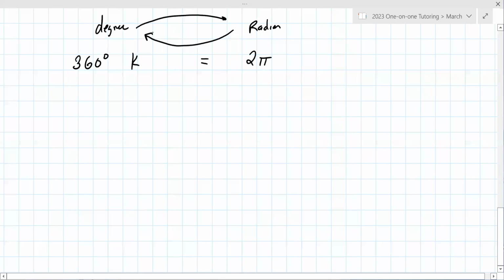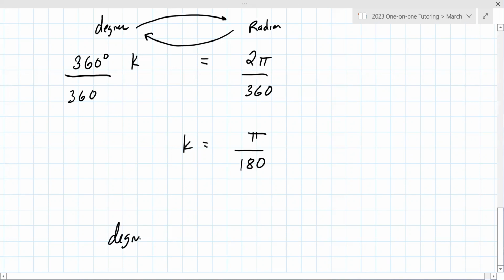It comes from this equation I've written here. 360 times k equals 2 pi. If you divide both sides by 360, k equals pi divided by 180. So when you are starting from degrees and going to radian land, you multiply by pi over 180. Degree to radian.